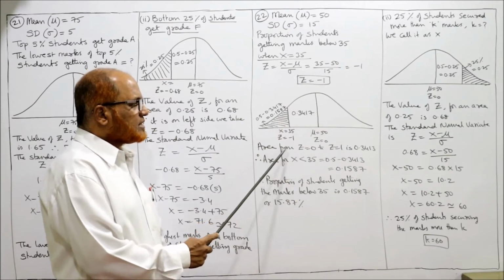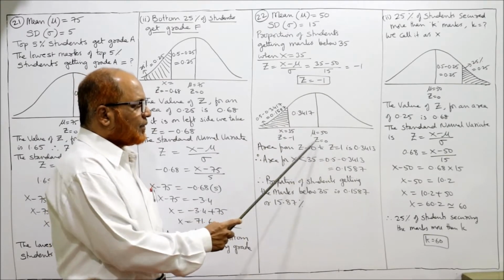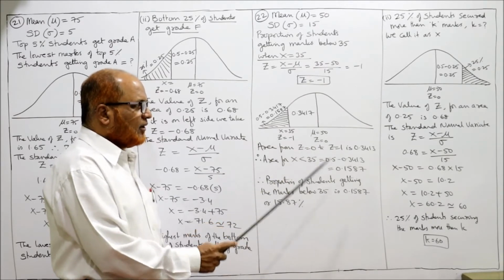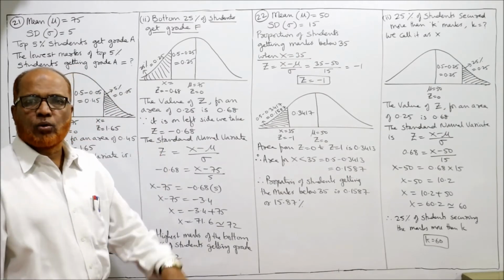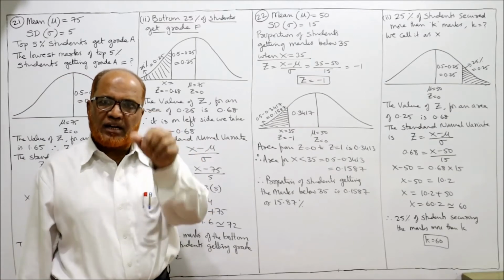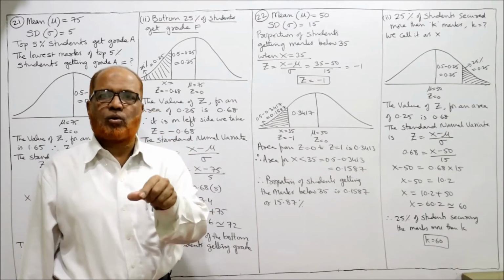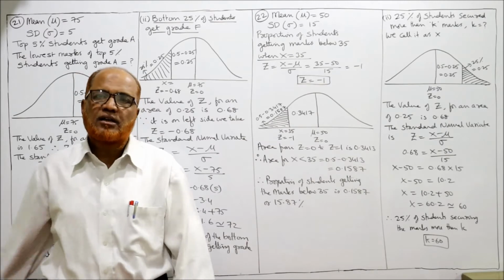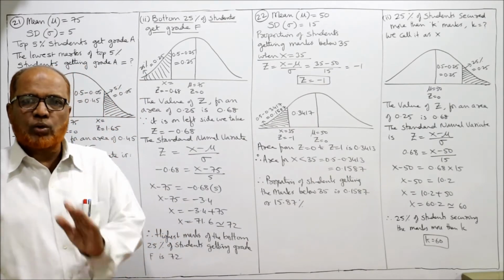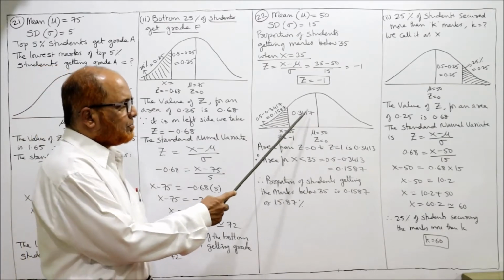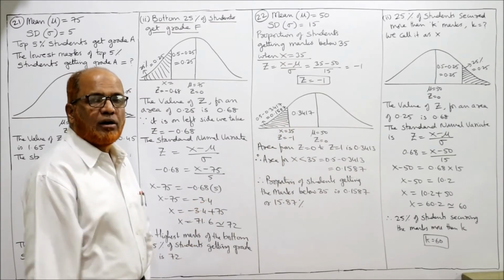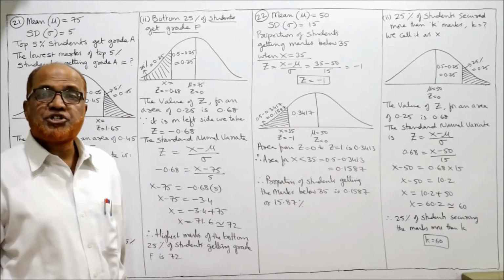Now, the area from z equal to 0 to z equal to 1, from here to here. If you refer to the table, 1 under 0, you will find 0.3413. So this is the area from z equal to 0 to z equal to 1. This unshaded area is 0.3413. But we require the shaded area. We want the proportion of the shaded area.